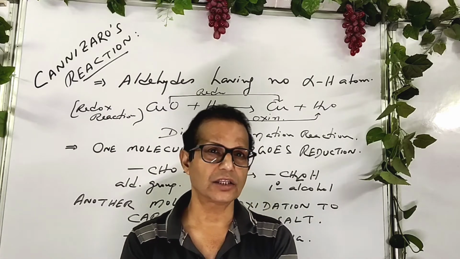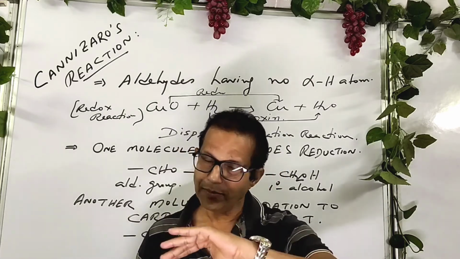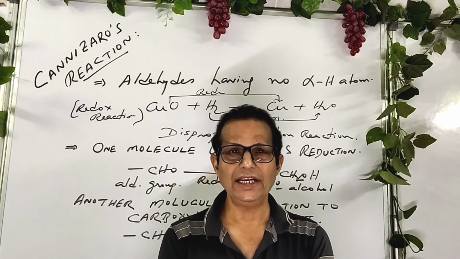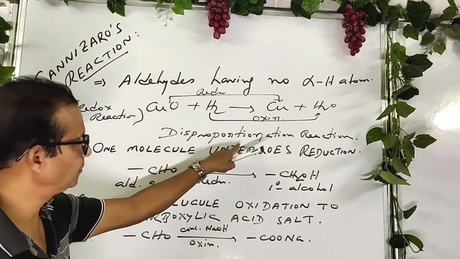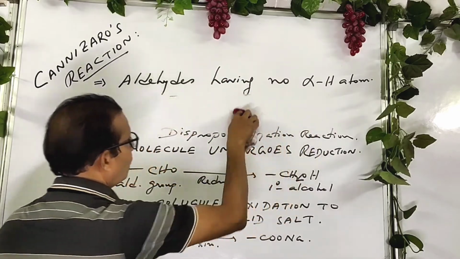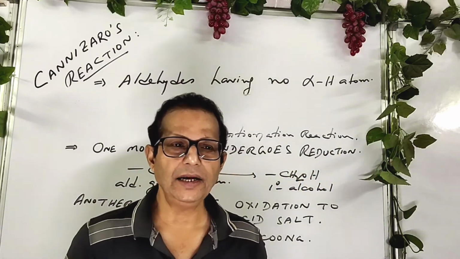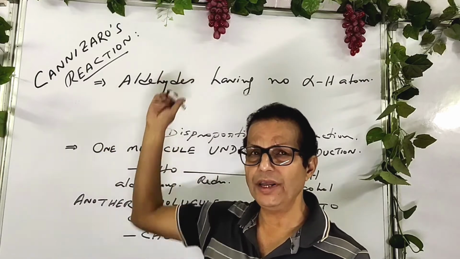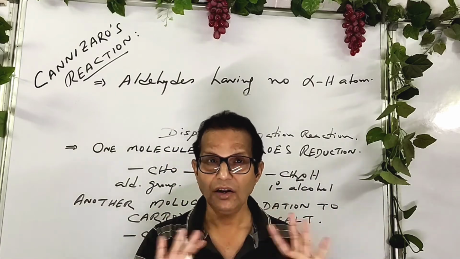But Cannizzaro reaction is not a redox because the molecules of same compound, not different, simultaneously undergo oxidation and reduction. That's why Cannizzaro reaction is an example of disproportionation reaction. So during Cannizzaro reaction, aldehydes having no alpha hydrogens are used. Can you tell me which of the following aldehydes undergo Cannizzaro reaction? Okay, remember it, aldehydes having no alpha hydrogen atoms.